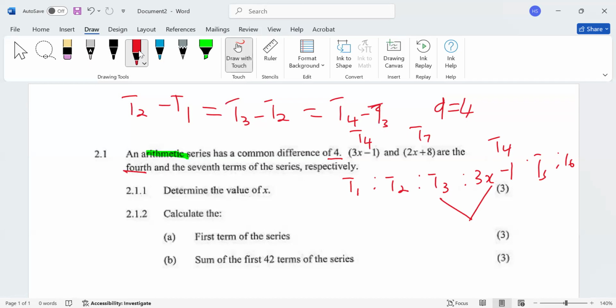And then you go to term number 7. Term number 7 is given as 2x plus 3. So what is this one? This one is term number what? Number 7. Now, since this is an arithmetic, we're going to use the arithmetic formulas to our advantage. What do we know? We know the following.